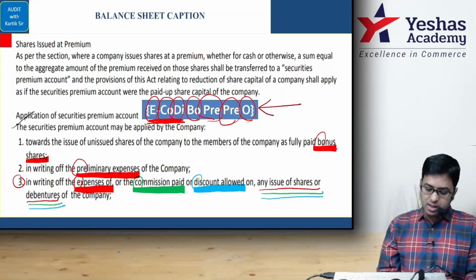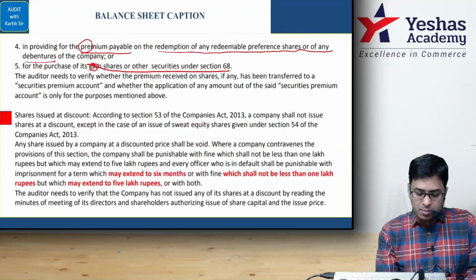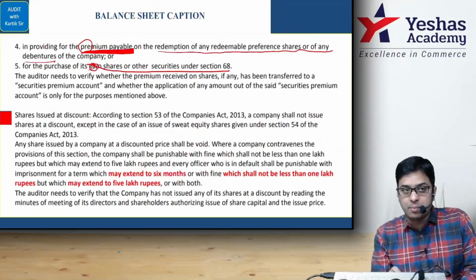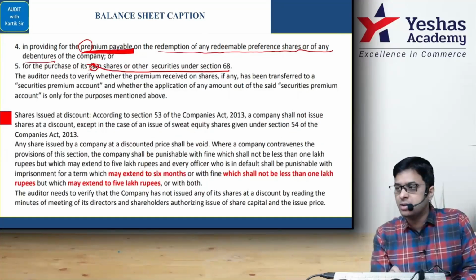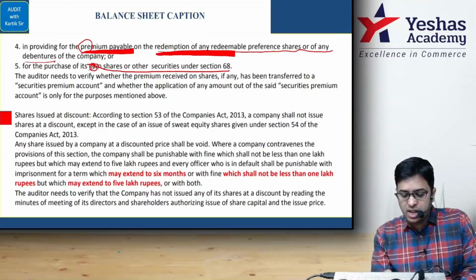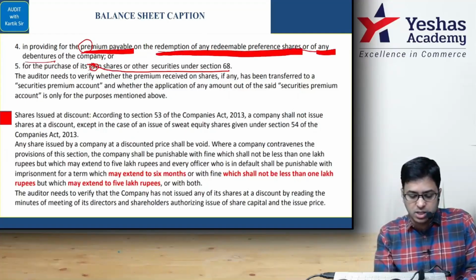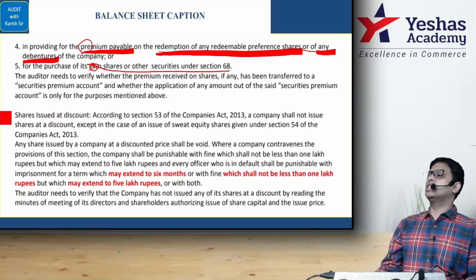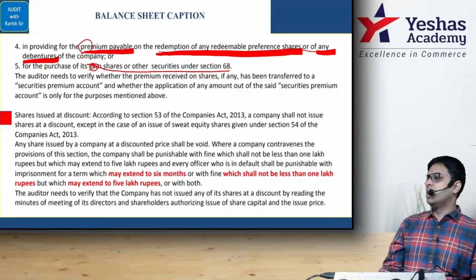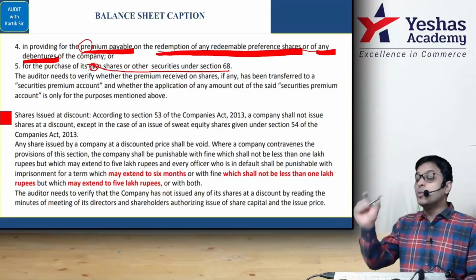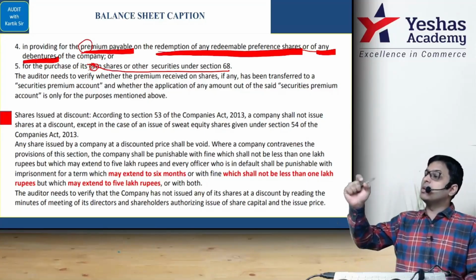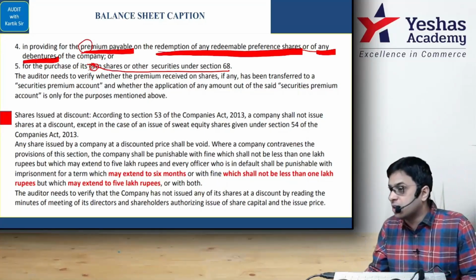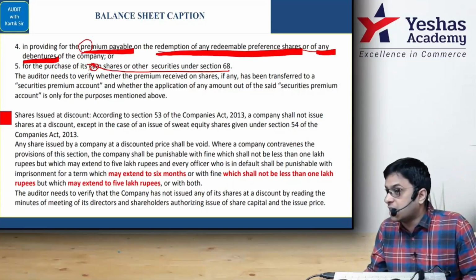There is another Pre. Pre is what? Look here. Premium payable. Only the premium payable on redemption of any preference shares or any debentures. Only the premium amount. Example: I had issued a debenture at 100 rupees and I am redeeming it at 120 rupees. So 20 rupees is the premium. That premium can come out of the securities premium account. Not the entire 120. Not the entire 100.